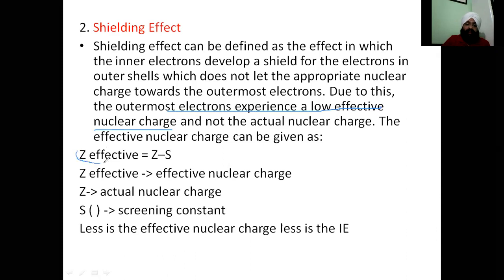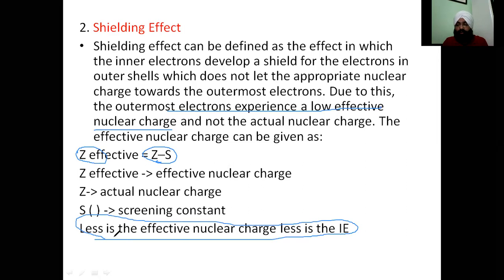So we'll talk about Z effective, the effective nuclear charge, which is nuclear charge minus the shielding or screening constant. The less the effective nuclear charge, the less ionization energy is required. Ionization energy is directly proportional to the nuclear charge. The greater the nuclear charge on the electron, the more ionization energy is required. Lesser penetration, lesser effective nuclear charge, lesser ionization energy.